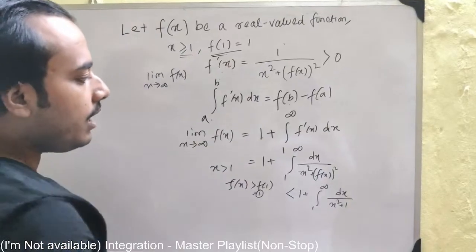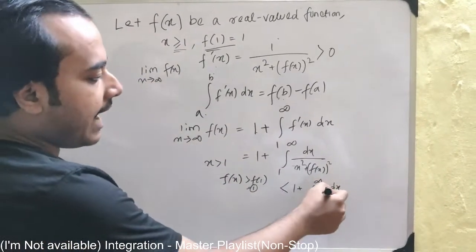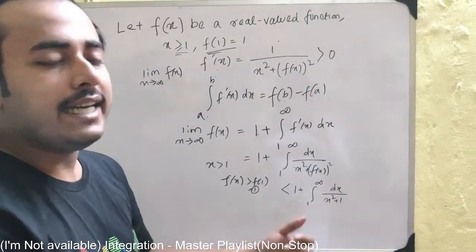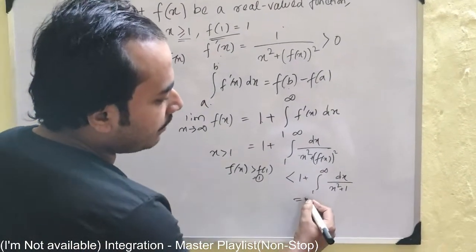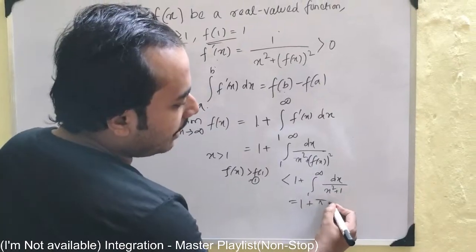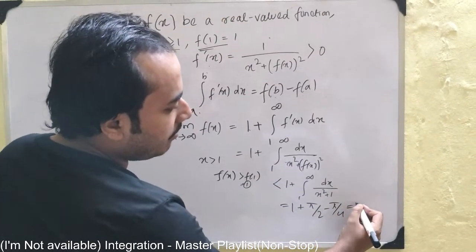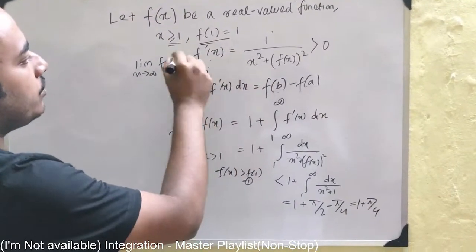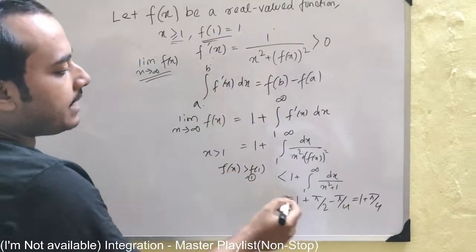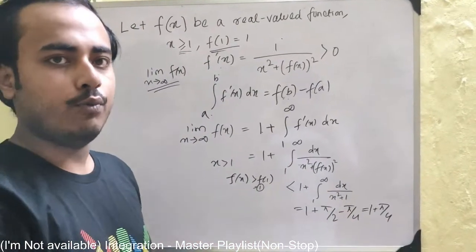correct? And if you were to evaluate this integral, the antiderivative of this is basically tan inverse x. Tan inverse infinity minus tan inverse 1 simply would give you 1 plus pi by 2 minus pi by 4, which is nothing but 1 plus pi by 4 as desired by the question. So the limit as x tends to infinity does exist and is less than 1 plus pi by 4. It is bounded by that value.